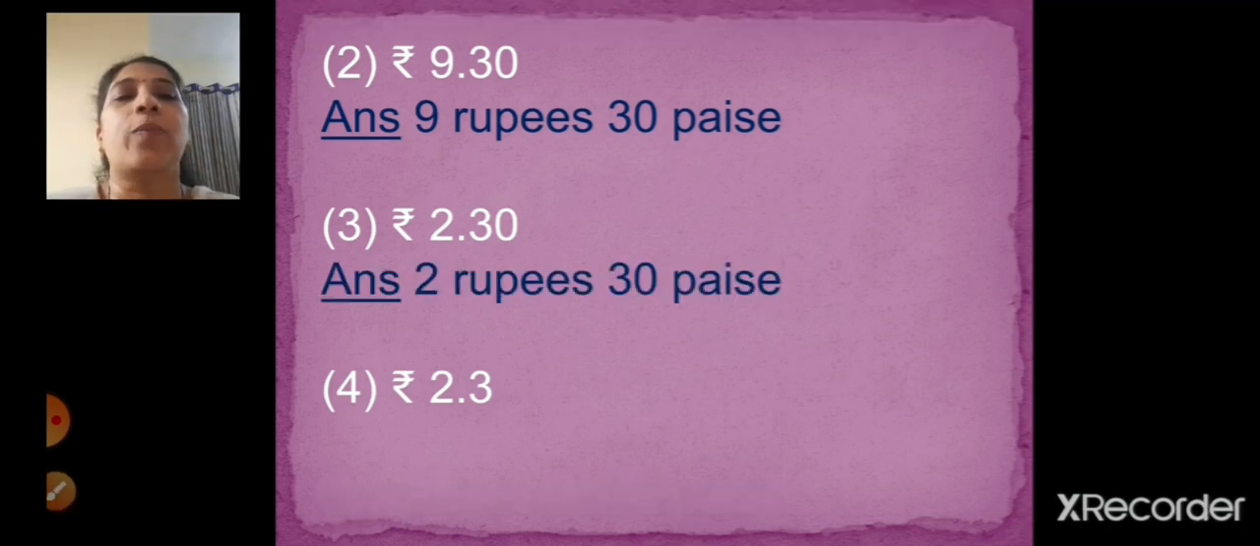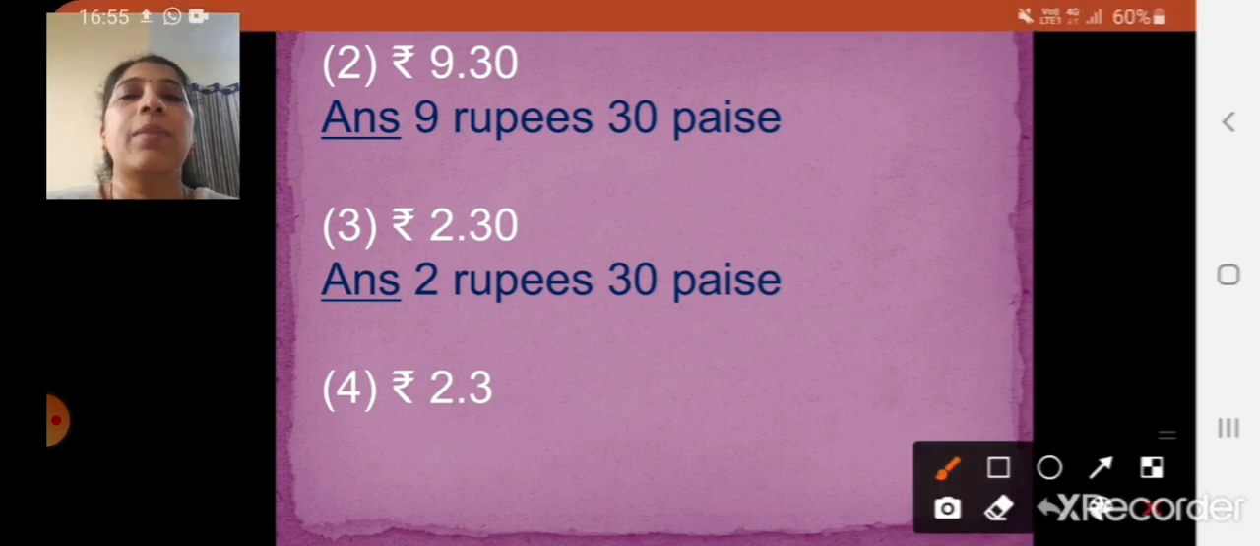Fourth one is rupees 2.3. Now again, before the decimal point, which number is there? 2. So you will write it as 2 rupees. And after the decimal point, which number is there?